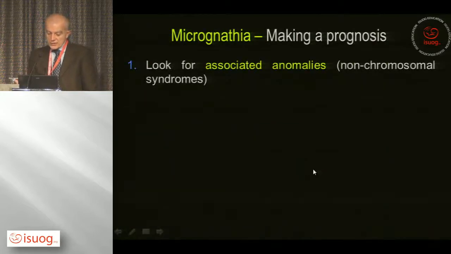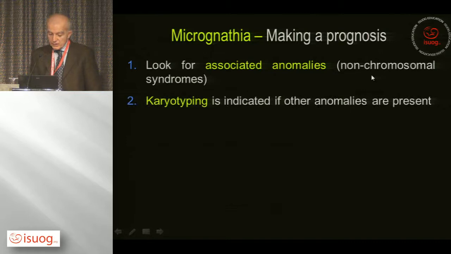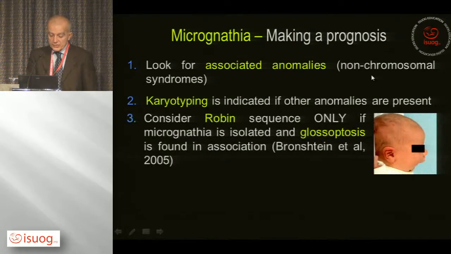So for micrognathia, how to make a prognosis? Look for associated abnormalities to try to define whether there is a risk for a non-chromosomal syndromic condition. Karyotyping is indicated especially if other abnormalities are present, because if it's an apparently isolated lesion, you should take into account Pierre-Robin anomaly and other primary dysostosis. These, of course, are not diagnosable through a karyotype.